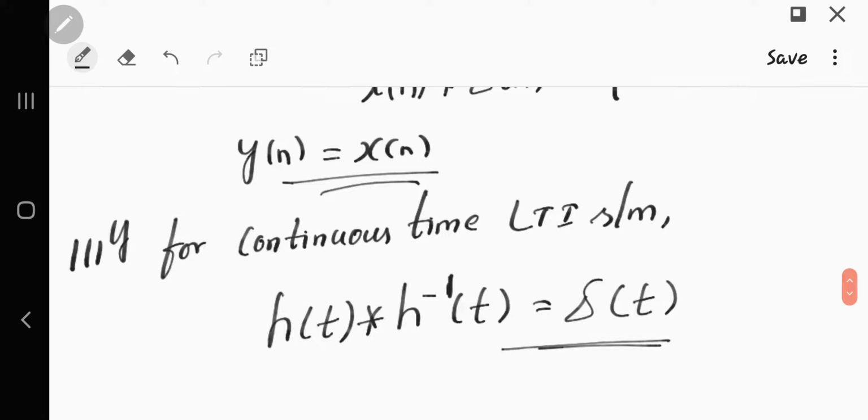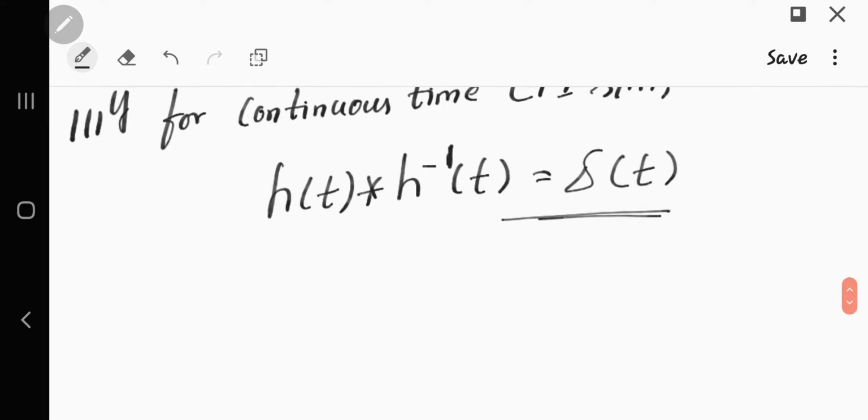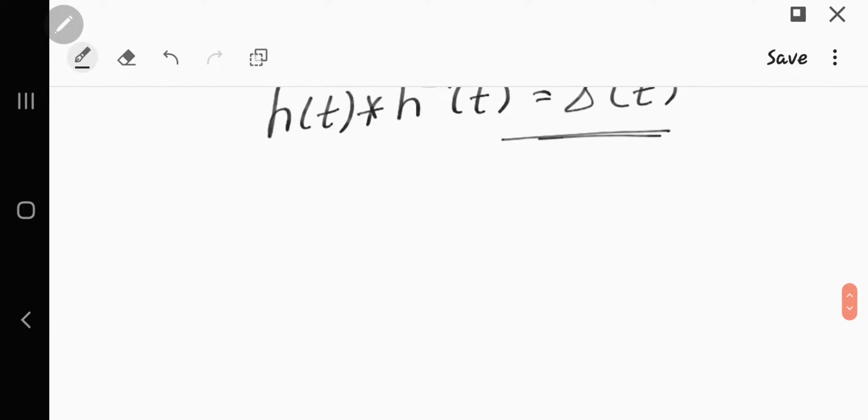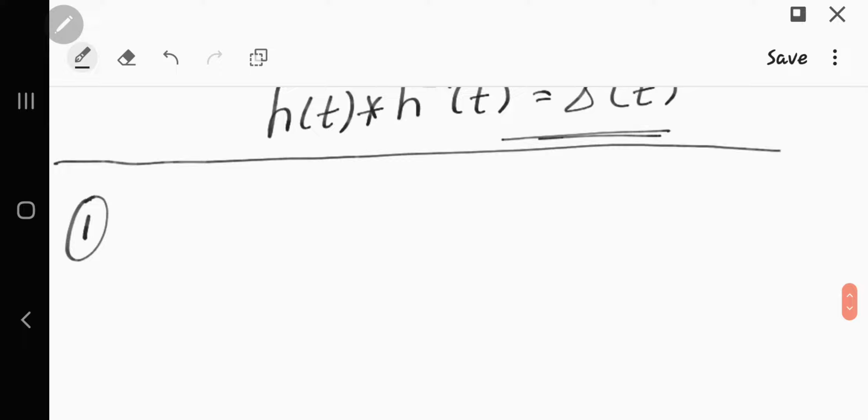So these are the four properties. Now we take some examples on this, and let's verify whether the system possesses these properties or not. Let's start with some examples. So we'll take the first one.